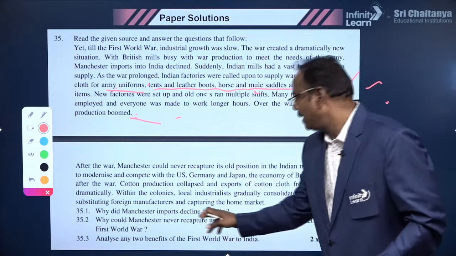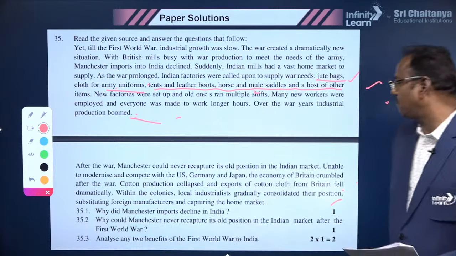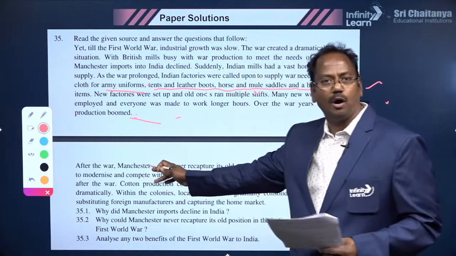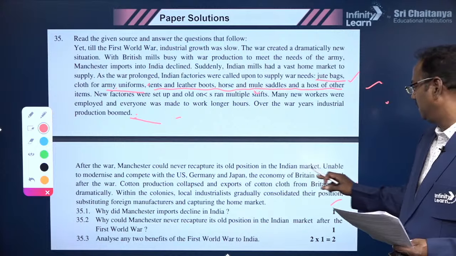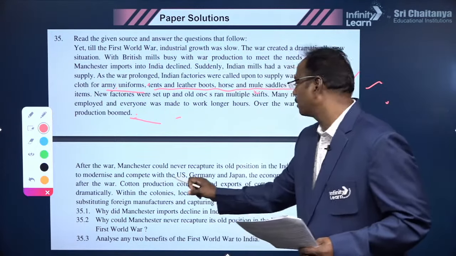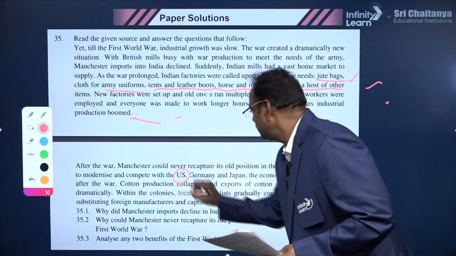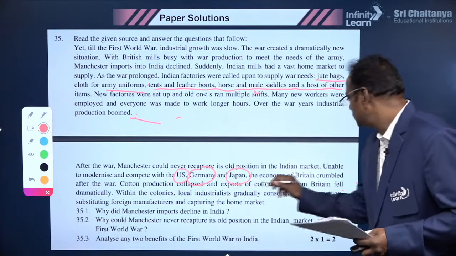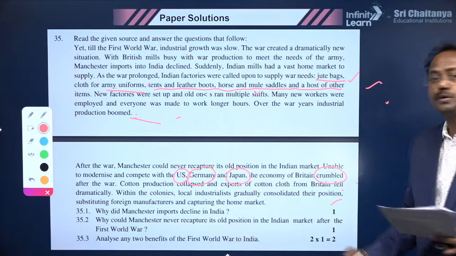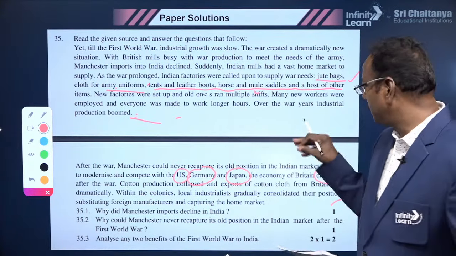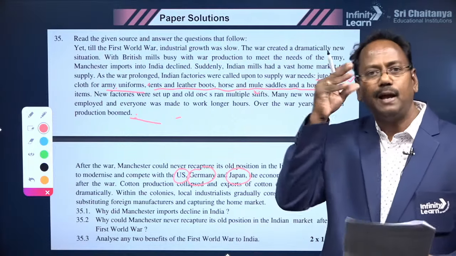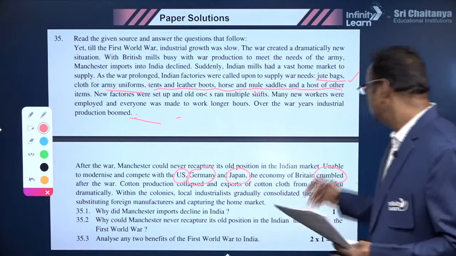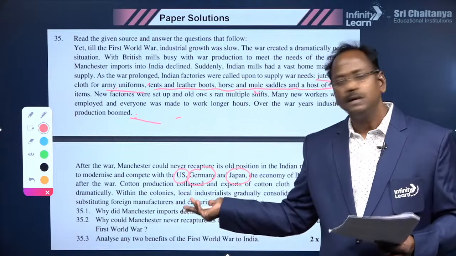Because of all these reasons, Manchester imports declined. Why could Manchester never recapture its old position in the Indian market after the First World War? It is very clearly given that after the war, Manchester never recaptured its old position. It was unable to modernize and compete. By that time, the United States, Germany, and Japan had grown up. Understand? The economy of Britain crumbled due to the huge war over long years. Britain was a major country in the Allied forces against Germany, so it spent a lot of money, was crippled under loans, and its economy crumbled dramatically. That was the reason.